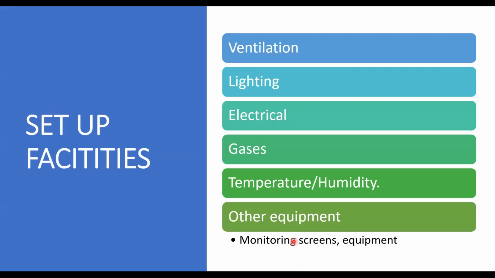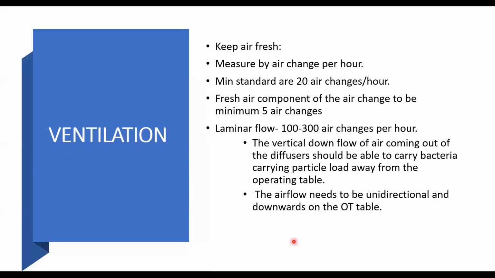How about other facilities in the OT, such as ventilation, lighting, electrical supply, gases, temperature, and other things. Okay, first thing, ventilation. Ventilation is important to keep the air fresh inside the OT. It's measured by air changes per hour. The minimum standard is 20 air changes per hour, and the fresh air component must be a minimum of 5 air changes.